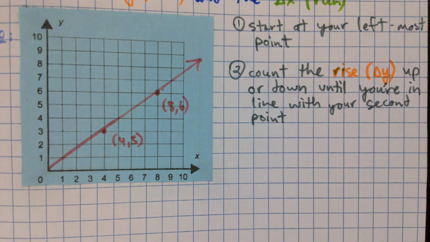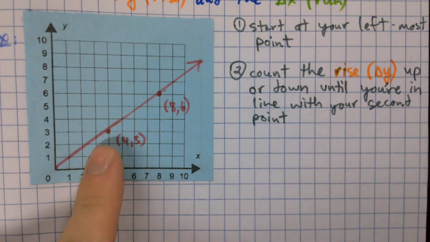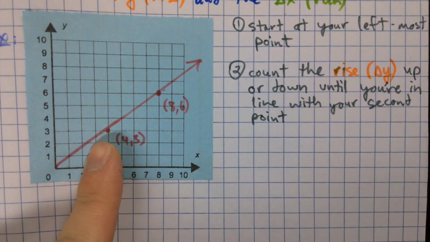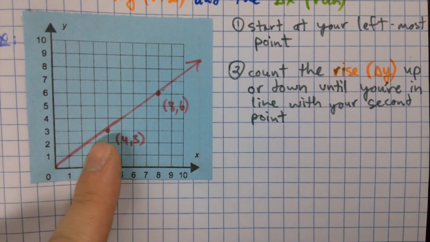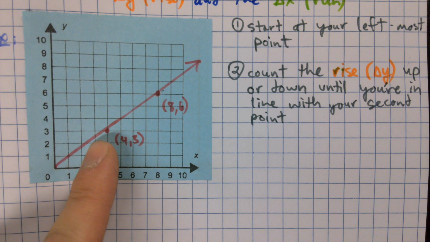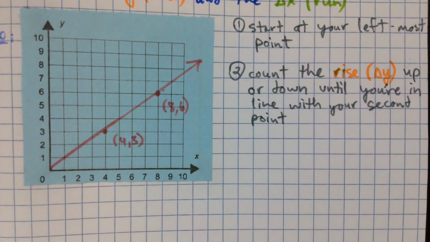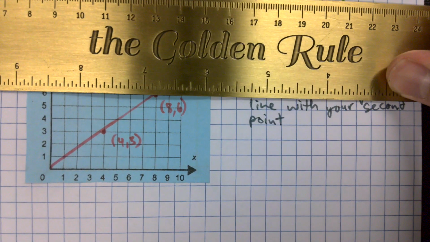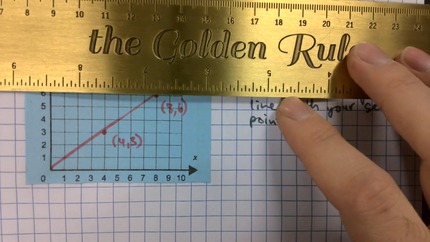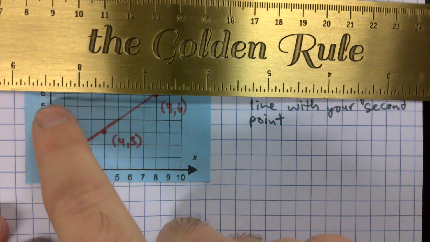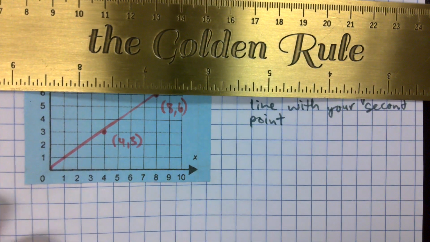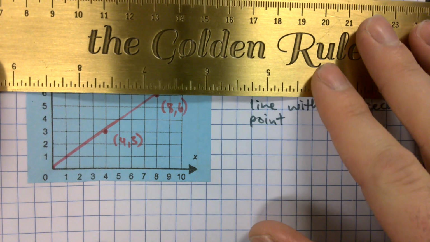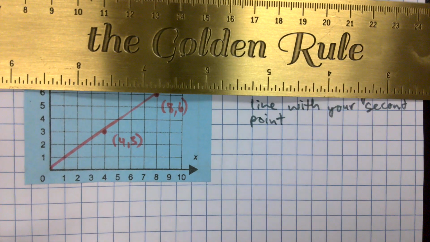So let's go ahead and do that second step. Step 1, we're going to start at our leftmost point right here, 4, 3. That's on the left. Okay, good. And we're going to count up until we're in line with this second point. So I'm going to use a ruler to show the line I'm trying to get up to. All right, there's my second point.